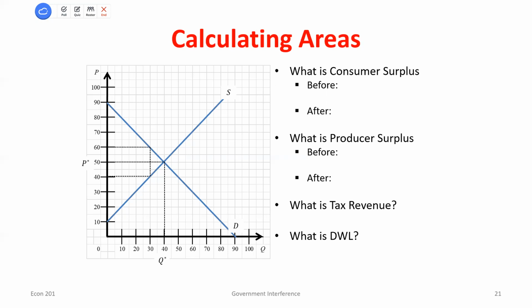Well, what do I want? I want the area of this triangle. What's the base of that triangle? Sounds pretty easy. It goes from 0 to 40, so the base is 40. What's the height of that triangle? It goes from 50 to 90, so the difference between those two values, 40.